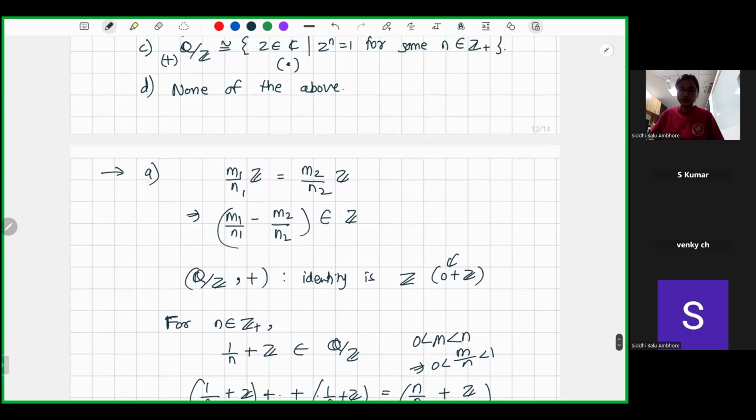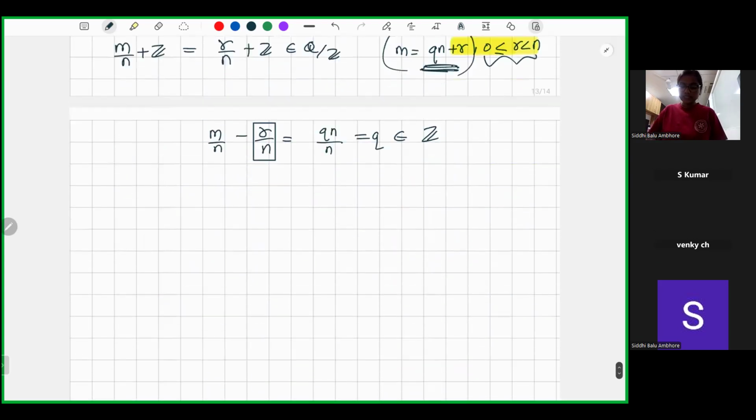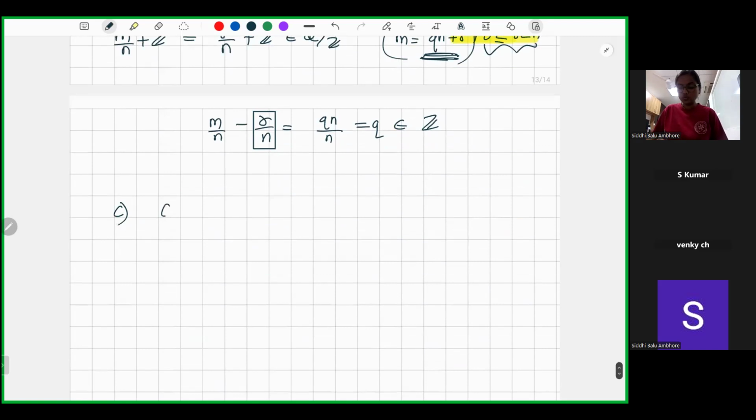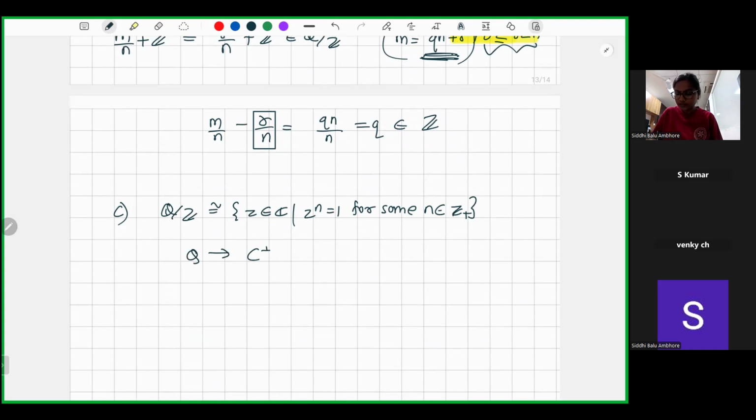And I think we are running out of time. But you can check that this Q quotiented by Z is isomorphic to the set of z in the complex numbers such that z to the power n is 1 for some n in Z plus. They are actually isomorphic. You can obtain an isomorphism from this Q to this C star such that the quotient is Z.